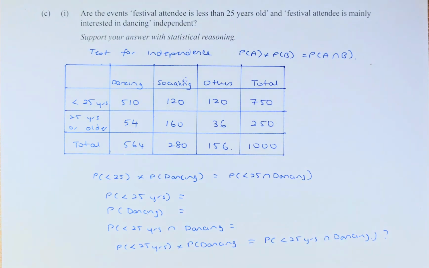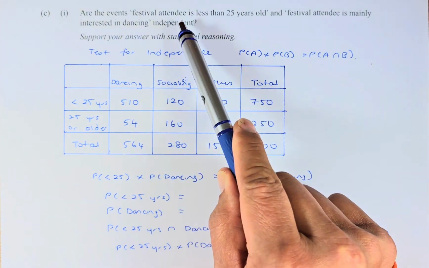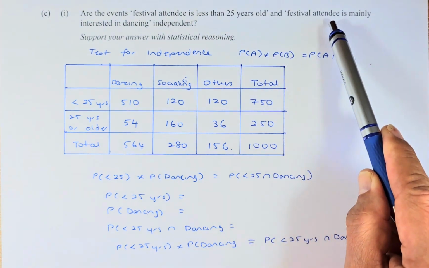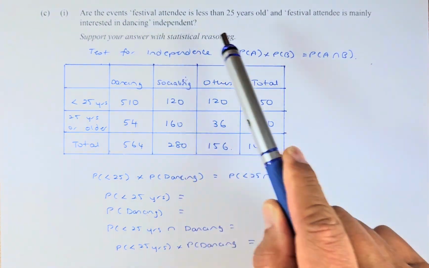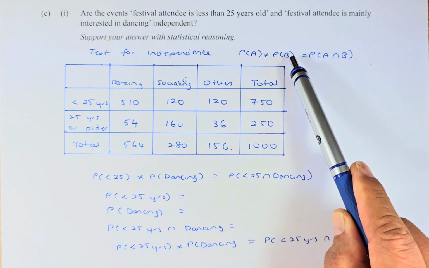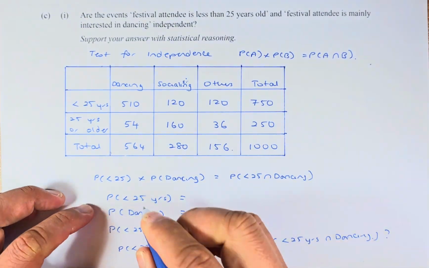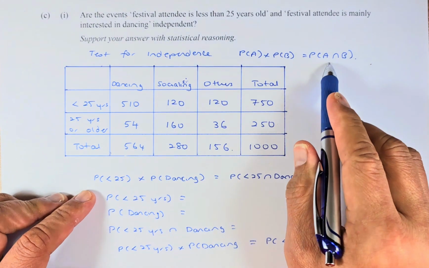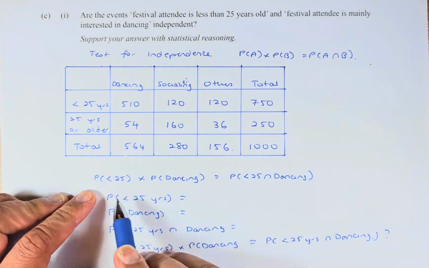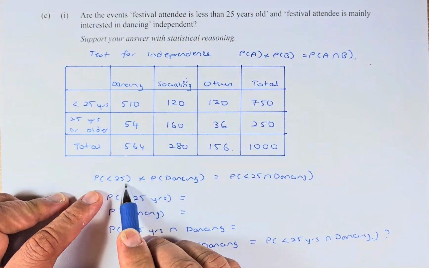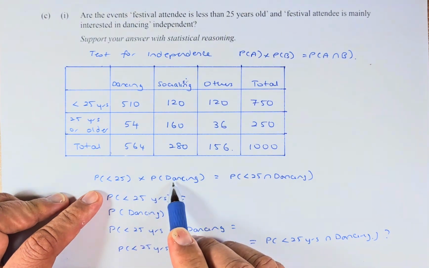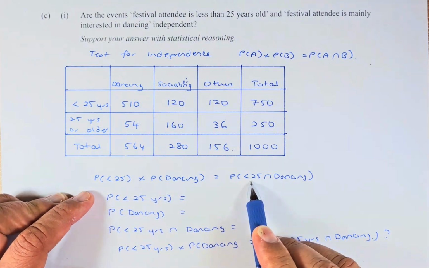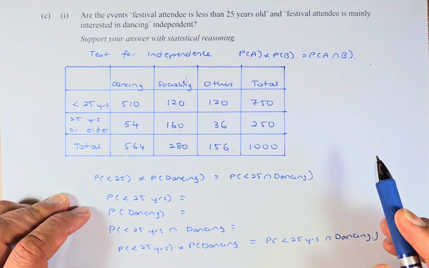They ask: festival attendee is less than 25, so that is event A. Festival attendee is mainly interested in dancing, that is event B. So converting this, it means the probability of being less than 25 multiplied by the probability of being interested in dancing should equal the probability the attendee is less than 25 as well as interested in dancing.